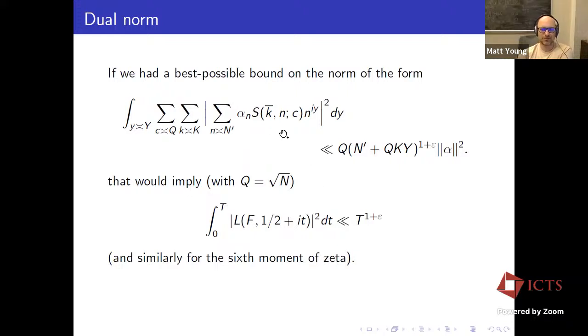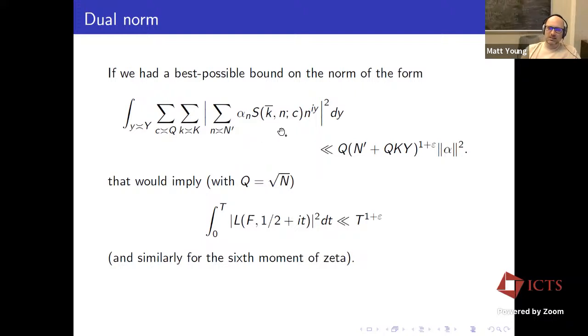For fun, if you assume the best possible bound you could hope for on this bilinear form, there's a standard thing: the number of things on the outside plus the number of things on the inside. If you just plug that in, that best possible norm bound would give you t to the 1 plus epsilon. So that would give you the sharp bound on the sixth moment of zeta. So if you could prove a version of the large sieve for these kinds of expressions, you could get a Lindelof on average for the sixth moment of zeta. Needless to say, I don't know how to do that.